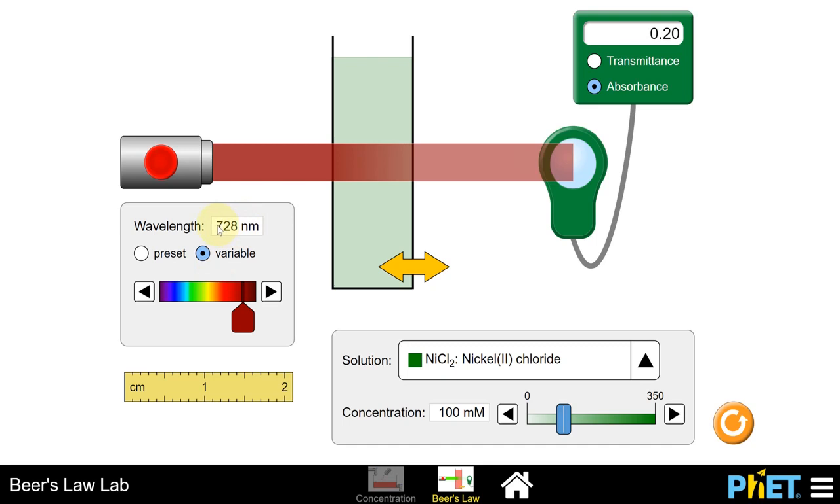The human eye has a visible range that's not very wide in the overall electromagnetic spectrum, and 728 is kind of on the long end of that wavelength range that's actually visible. So this is moving toward the end of our red color range that we can actually see.